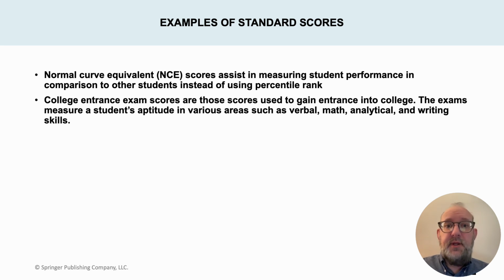The normal curve equivalent is based on the normal distribution, also known as the bell curve. In a normal distribution, most of the scores cluster around the mean, with fewer scores at the extremes. By converting the raw scores into NCE scores, we can see where a particular score falls within the overall distribution of scores. NCE scores are especially useful when comparing performance on standardized tests.